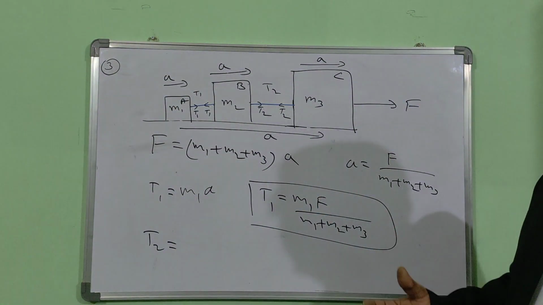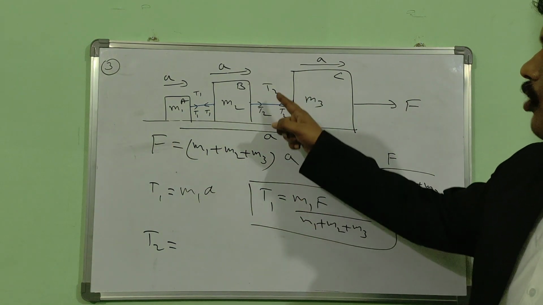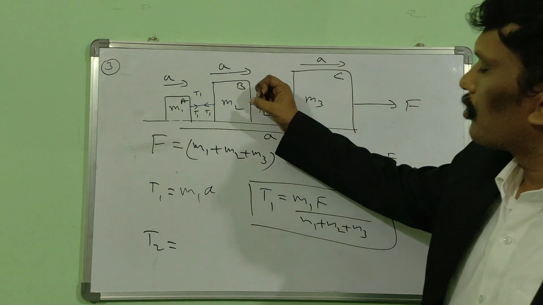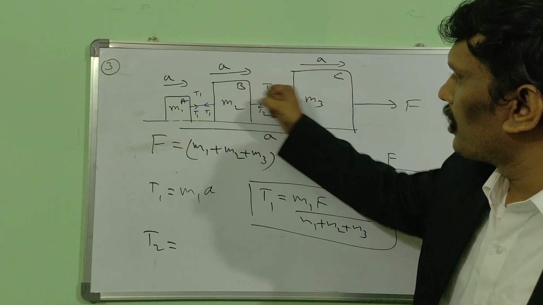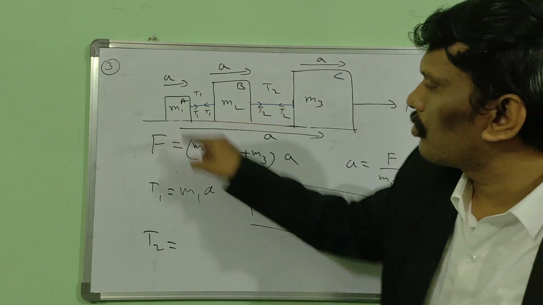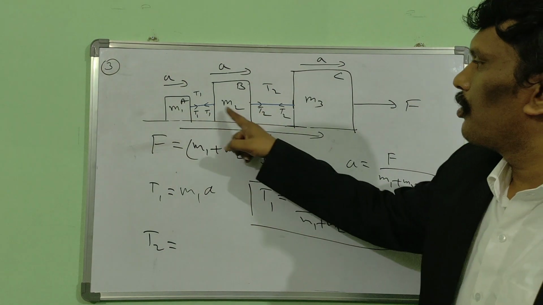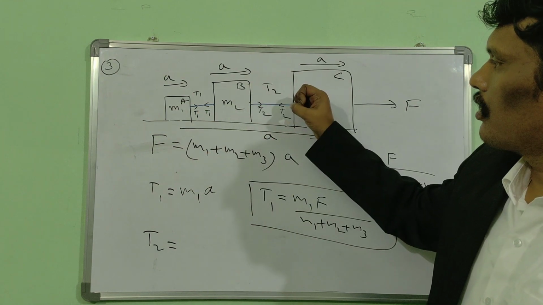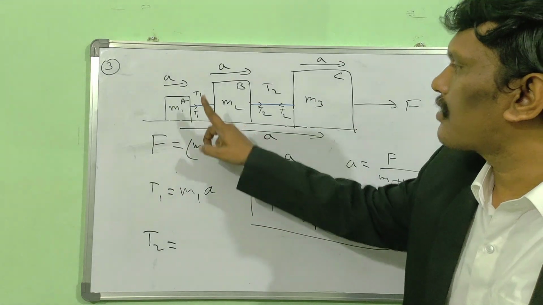The next one, tension T2. How to calculate tension T2? Tension T2 pulls how many masses? Let us see. Tension T2 is pulling two masses. Observe here, 1 and 2. Why? Because while pulling this one, these two tensions are equal and opposite and cancel each other.